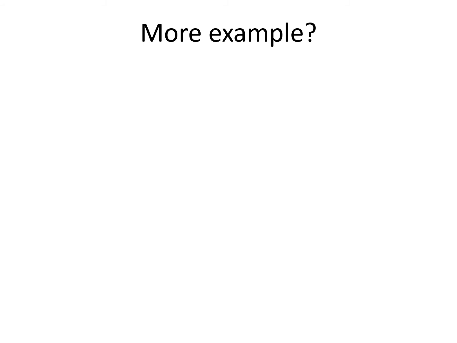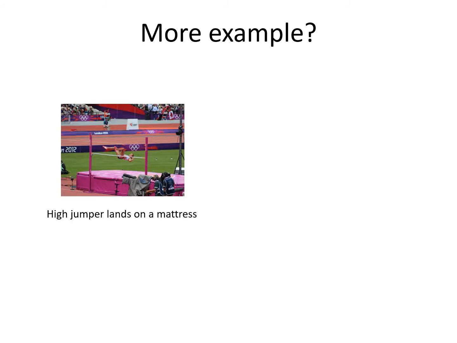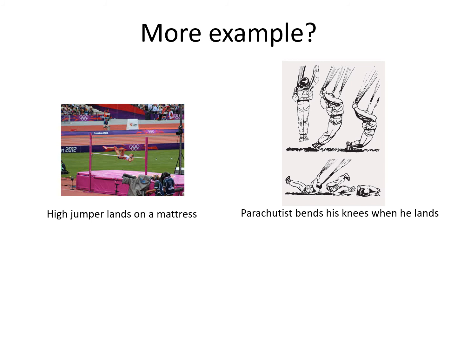The first one is a high jumper landing on a mattress. The mattress can lengthen the time of impact, resulting in a smaller impulsive force. And the second one is a parachutist bending his knees when he lands. This action increases the time of impact and reduces the force when landing on the ground.